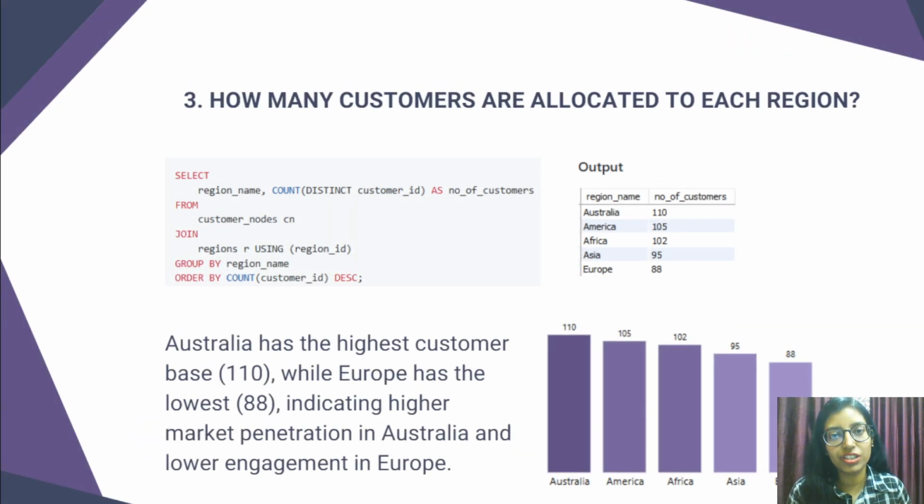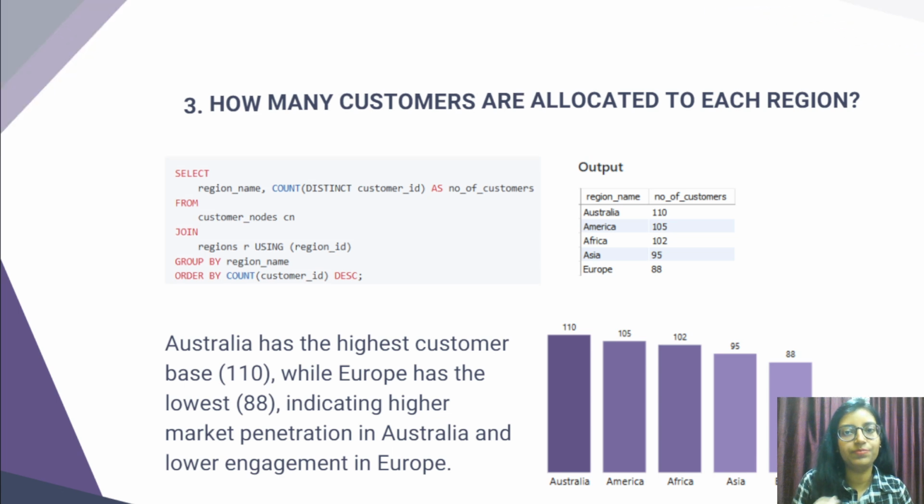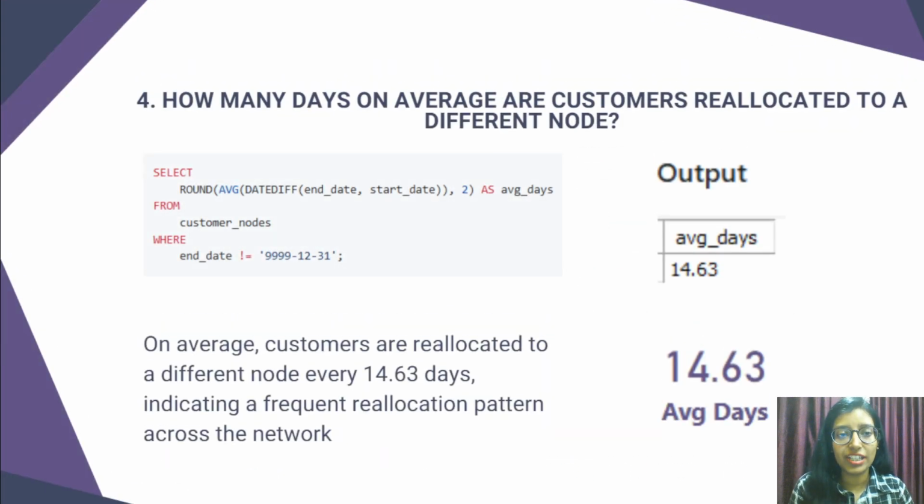In the next question, we see how many customers are allocated to each region. This also provides the same result as we saw earlier: Australia has more customer penetration. That's why it has more nodes allocated in the Australia region. After that, America, and then Africa. This is the kind of result we see. The query is written in the same way as the earlier query. And for all the queries we perform, we write them in the MySQL server.